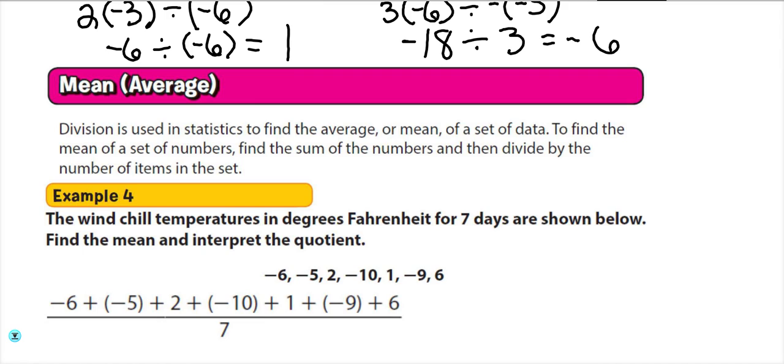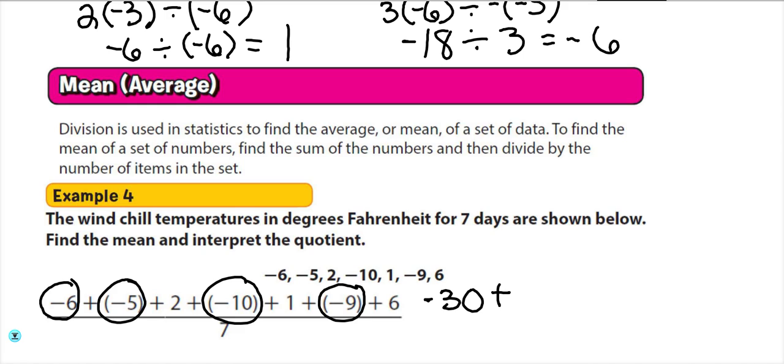What I like to do whenever I have one like this is group all the negatives together. So I'm actually going to circle those. So we're going to group negative 6, negative 5, negative 10, and negative 9. We're adding all those together. So just add exactly the way it says. 6 and 5 would be 11. 11 and 10 would be 21. 21 and 9 would be 30. And since they're negatives, it's actually going to be negative 30.